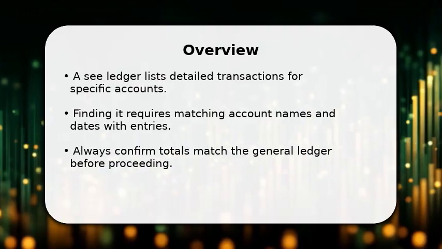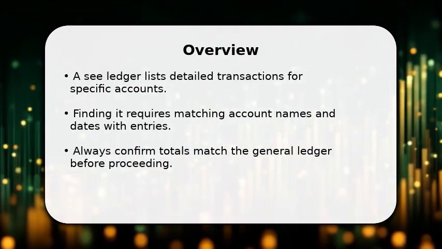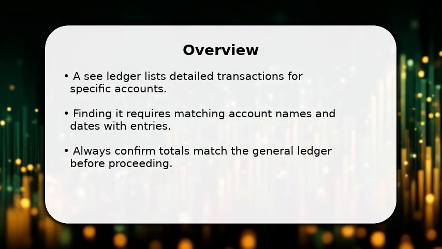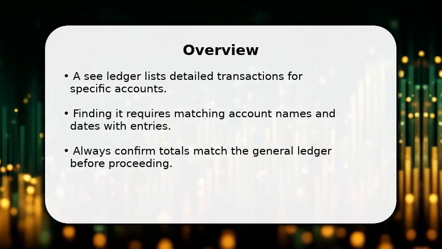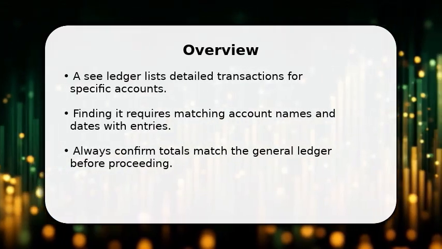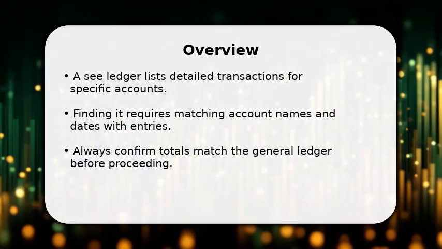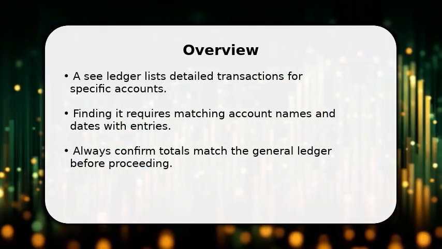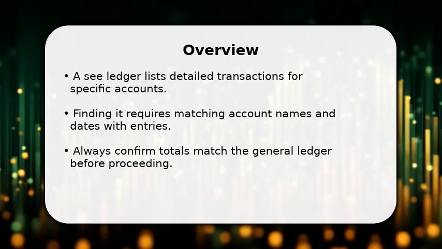In this video, I will show how to find C-Ledger. Start by locating the account name in your chart, then open the subsidiary records or digital ledger view, filter by date range, and match each transaction to supporting documents like invoices and receipts.